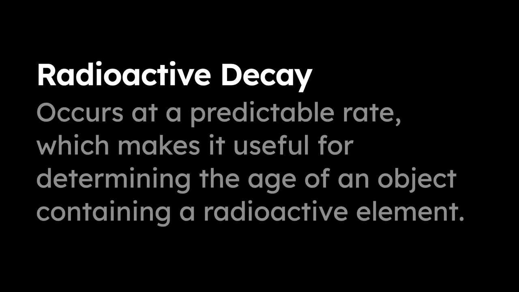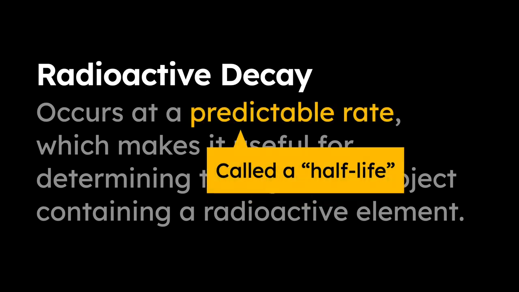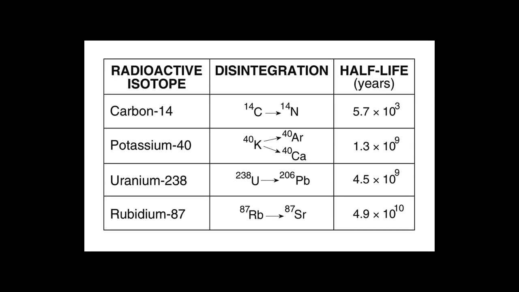What's interesting about radioactive decay is that it happens at a predictable or knowable rate. And that's what makes it useful for determining the age of an object that contains the radioactive element. This predictable rate is known as a half-life, and it's going to become very important to using carbon dating or any sort of radioactive decay to figure out the age of different materials in nature. Let's go back to that chart.